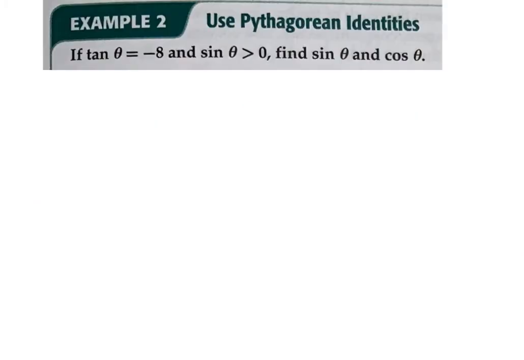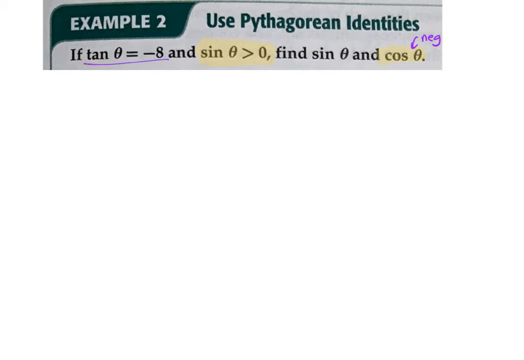Using the Pythagorean identities. If the tangent of theta is -8 and the sine is greater than 0, find the sine and cosine of theta. It's important that we know that the sine is positive. Because if the tangent is negative, that tells us what about the cosine? If I know the sine is positive, but the tangent is negative, what do I know about the cosine? It's going to be negative. So in my final answer, I'm going to have to pay attention to the fact that this is going to be negative, because I'm always going to get a positive using these since it's a Pythagorean identity. I'm taking squares.